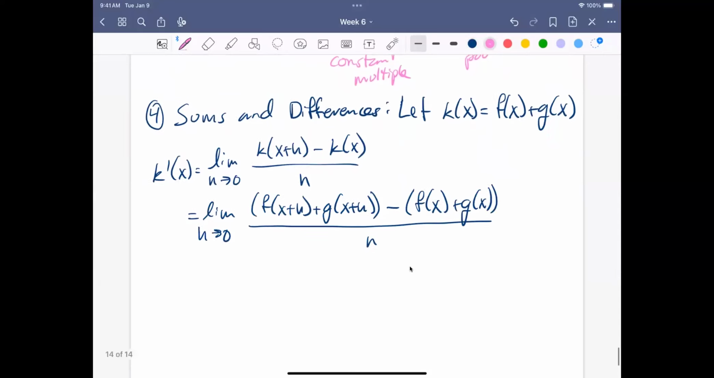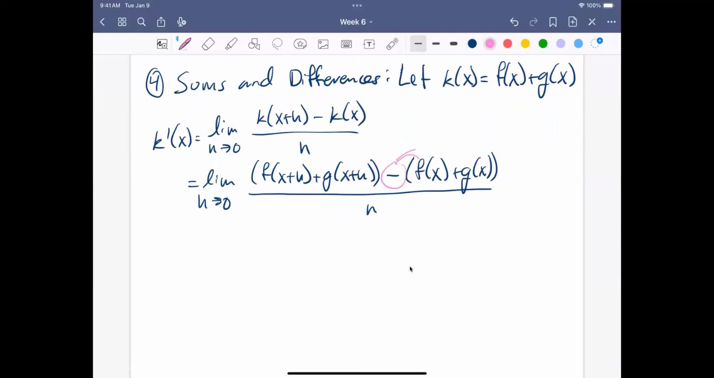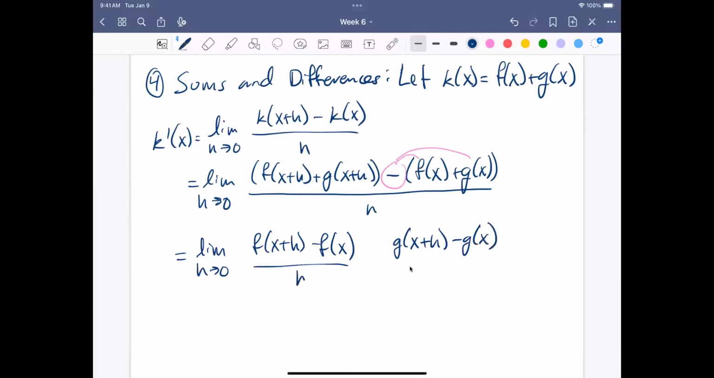So the next step in simplifying this is I'm going to distribute that negative to both of those terms and do a little bit of rearranging. So I have an f of x plus h minus f of x, and then I'll have a g of x plus h minus a g of x, and then I can split up, put both of those over h. The limit of that whole quantity.